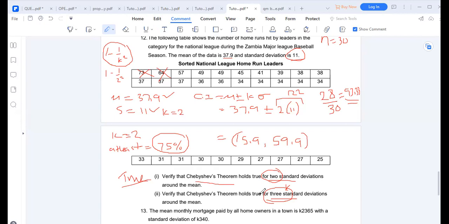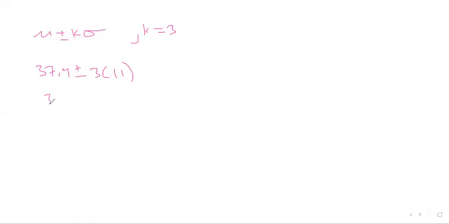Let's first calculate the range. So let's find the lower bound. So this is 37.9 plus or minus 33. Right? So that's 37.9 minus 33. What are we getting? 4.9. Then 37.9 plus 33. What are we getting? 70.9. So this is the range.